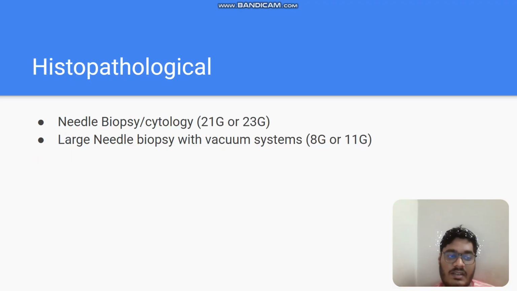Then histopathological examination, there's needle biopsy or cytology. An example of this would be the most commonly known investigation modality in case of breast, that is fine needle aspiration cytology. Here we use a 21 or a 23 gauge needle, and then there's large needle biopsy with vacuum systems. We use an 8 gauge or 11 gauge needle. We'll discuss the investigations further in detail in the next video.